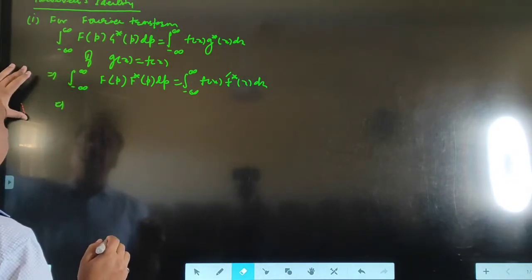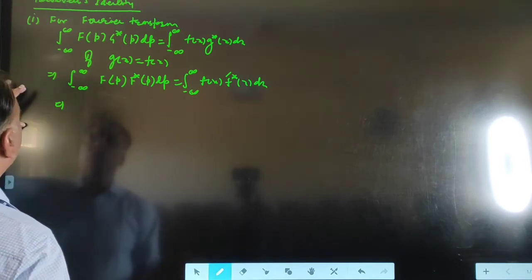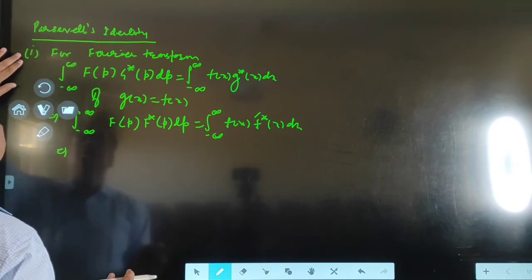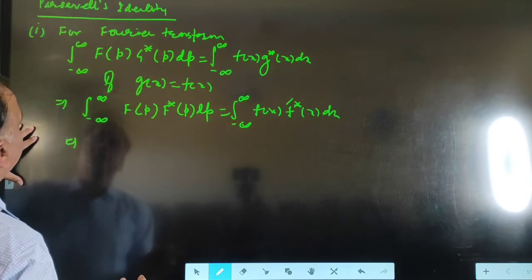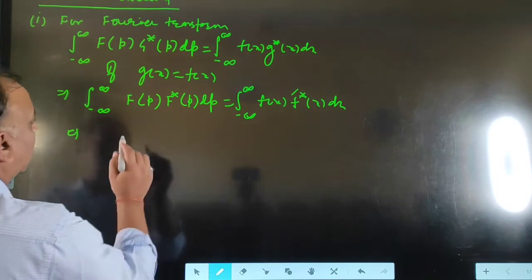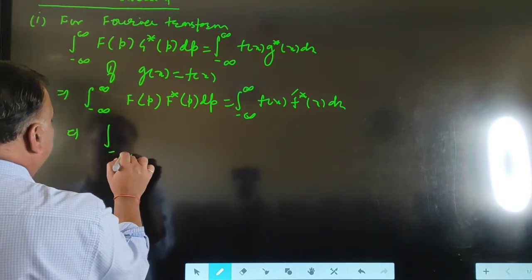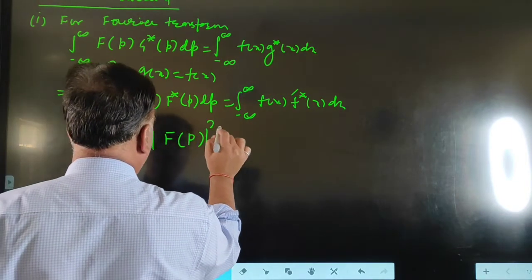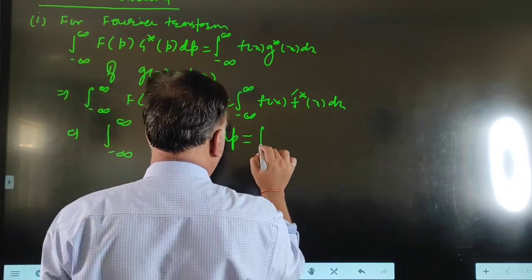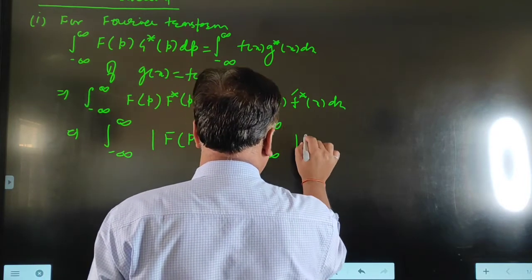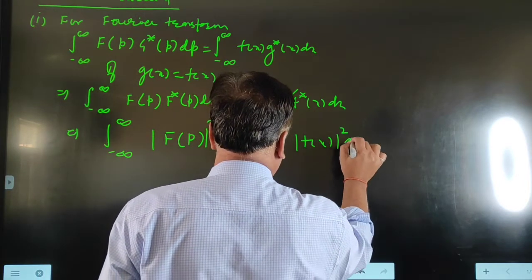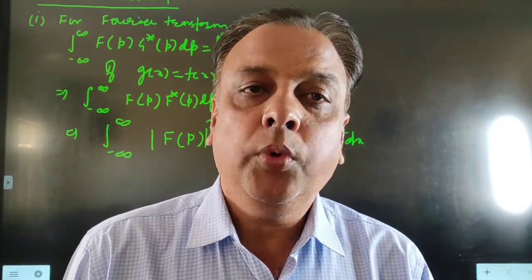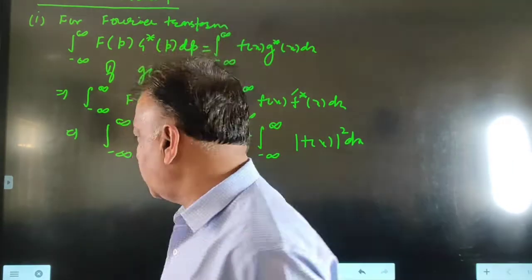The Parseval's identity for Fourier transformation can be reduced in this form: the integral from minus infinity to infinity of modulus of F(p) whole square dp is equal to the integral from minus infinity to infinity of modulus of f(x) whole square dx. This is known as the Parseval's identity for the Fourier transformation or complex Fourier transformation.